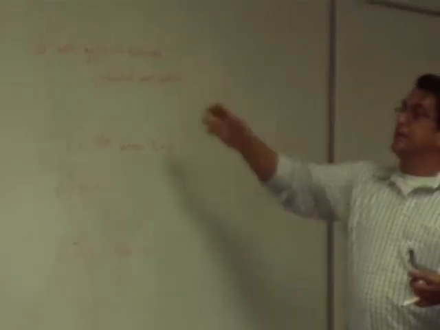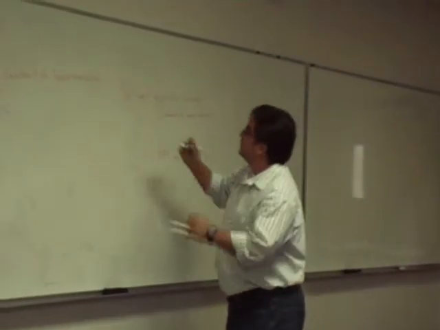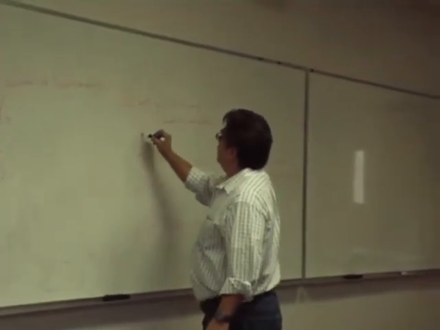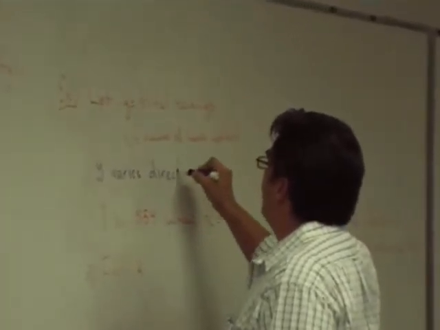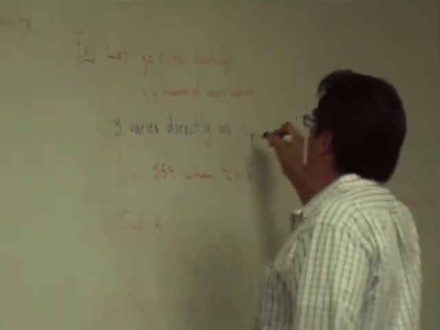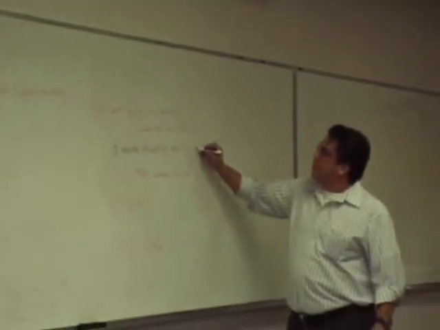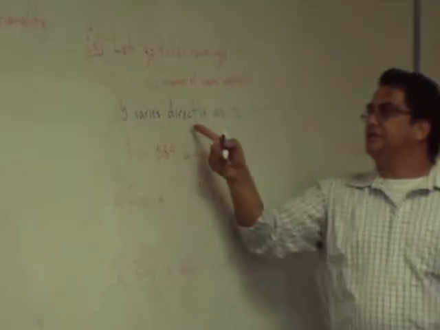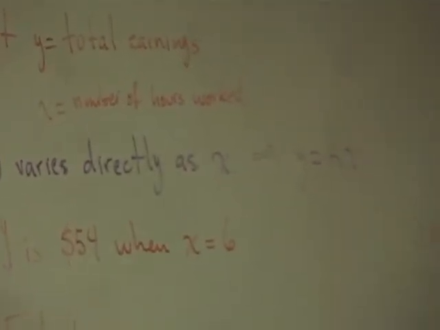First, I apologize, I forgot one statement. Suppose that I tell you that y is the total earnings and x is the number of hours worked, then we can say y varies directly as x. Now, your job, whenever you have any of these problems with direct variation, is to first translate the sentence into an equation. So here you go. How do we write y varies directly as x? Y equals kx. All right.